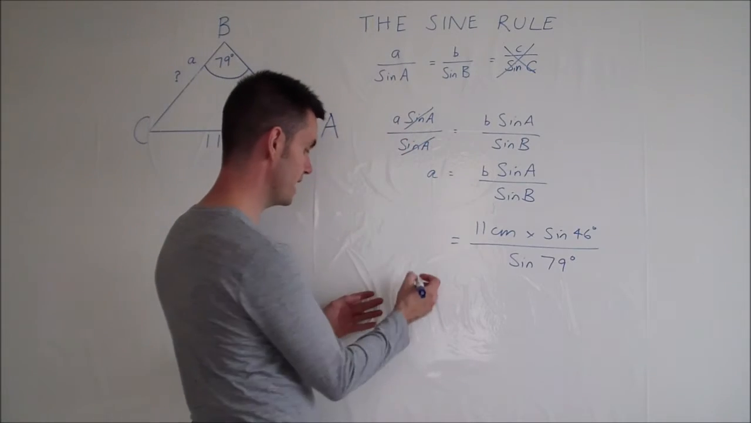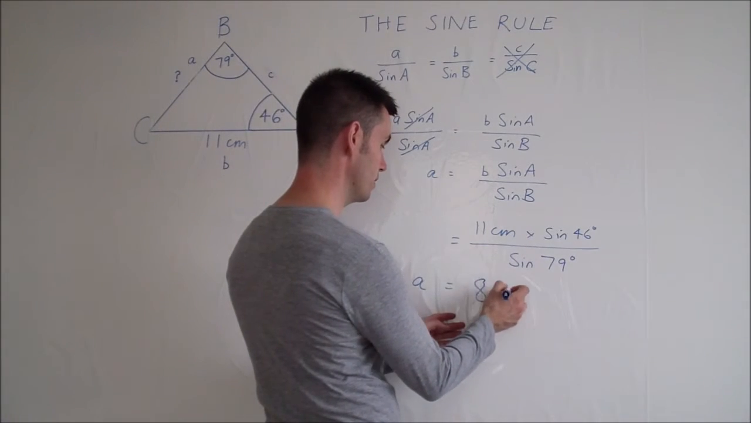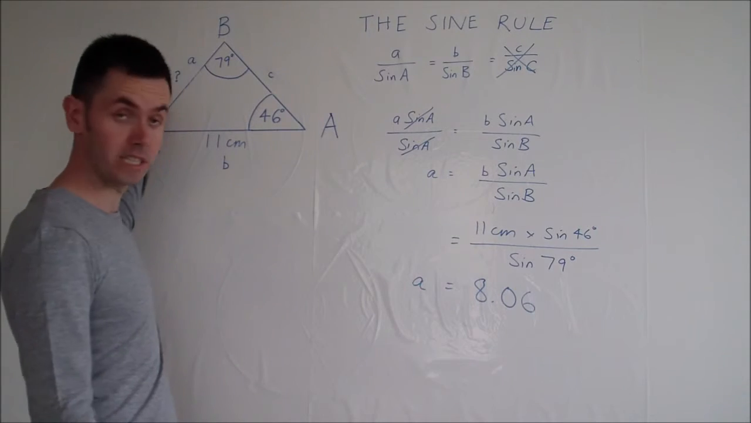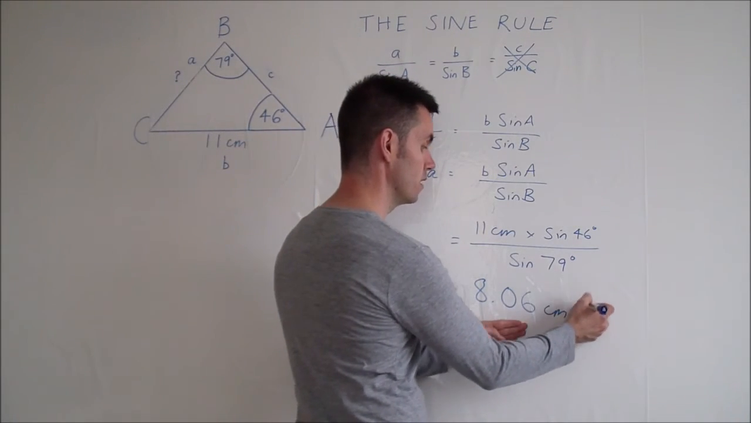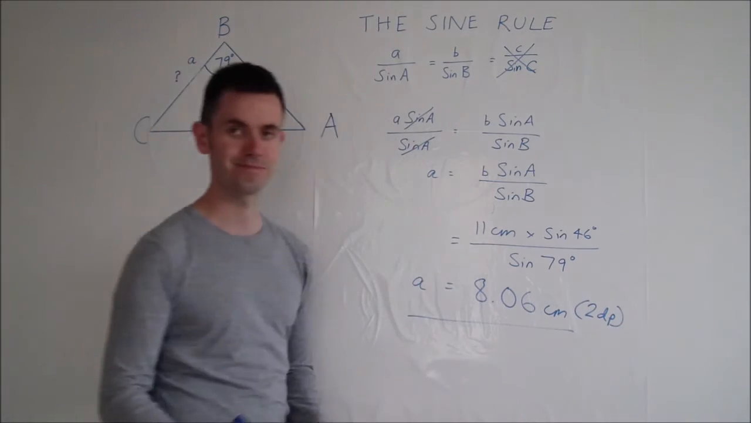And if we work all of that out on our calculator, we have a being equal to 8.06. And because it's a length, don't forget your units, it's 8.06 centimetres, correct to 2 decimal places.